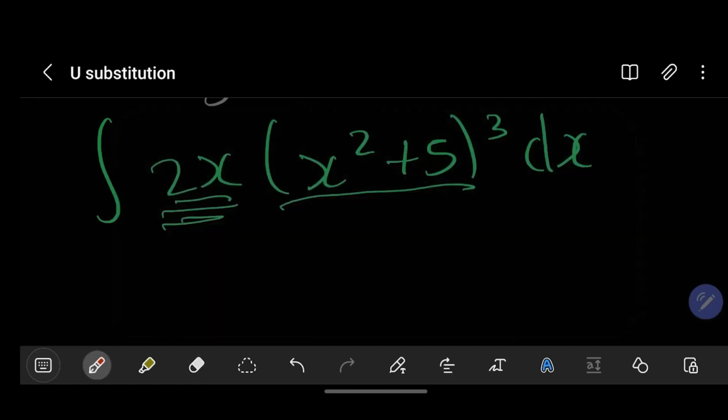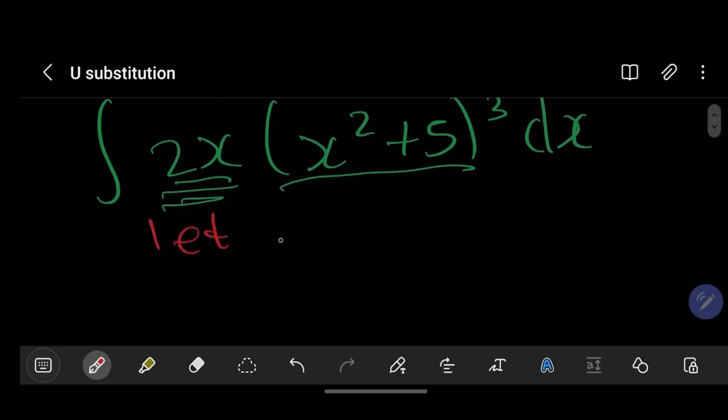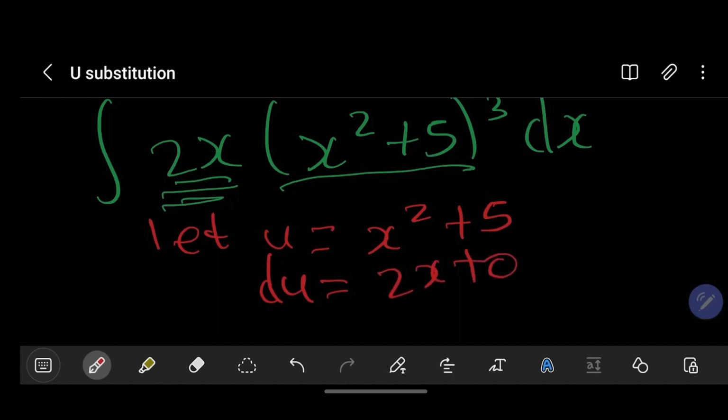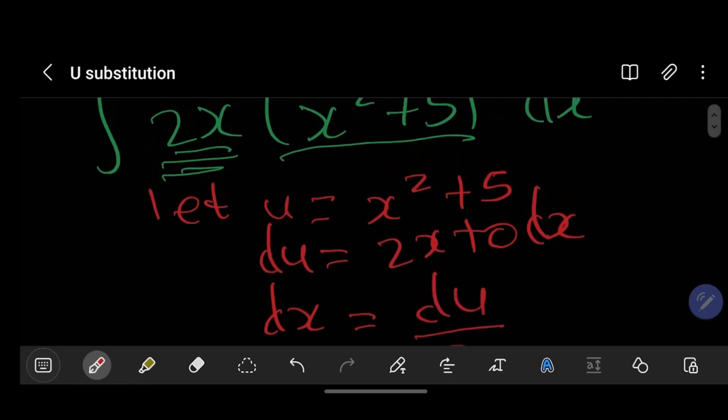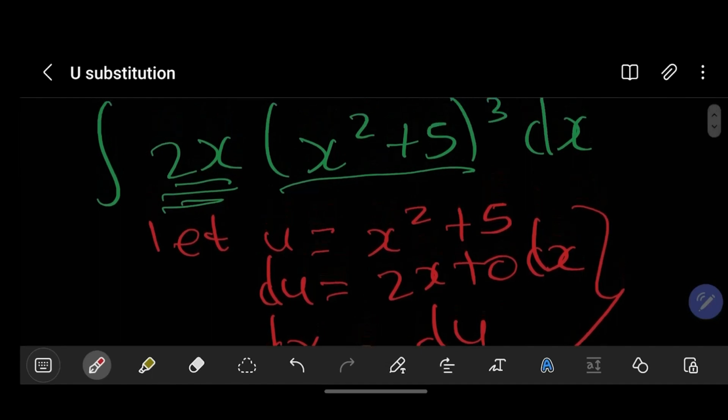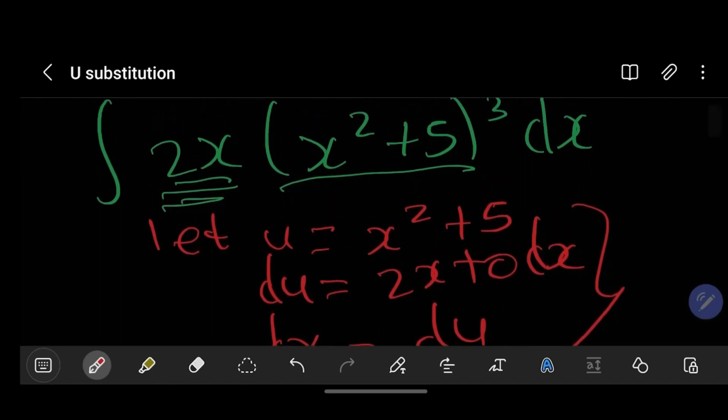So let u equal x squared plus 5. Then we know that du is equal to 2x plus 0, the derivative of a constant is 0, dx. So don't forget, always solve for dx as well. So dx is equal to du over 2. So now we have x squared plus 5 in terms of u. Let's substitute back and see what we get.